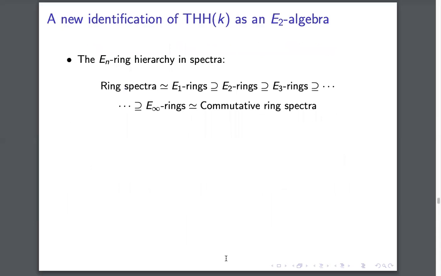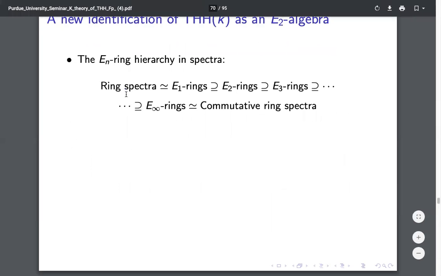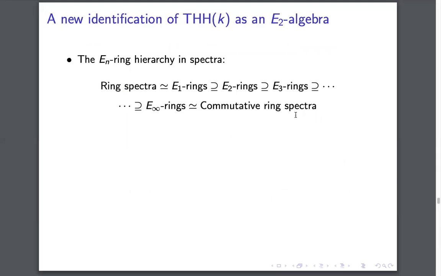Okay, so I was saying that we have a new identification of THH of K as an E2 algebra. To define what this means, I need to tell you a little bit about what these E_n algebras are in spectra. So I told you in spectra we have ring spectra. One can also define in a very similar way what a commutative ring spectrum is. And of course, in the classical case, there's nothing in between associative rings and commutative rings. But in spectra, you have all these things in between.